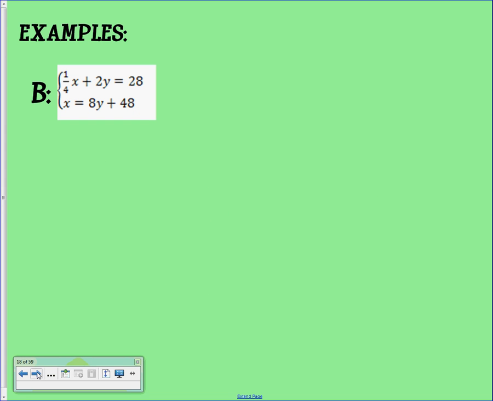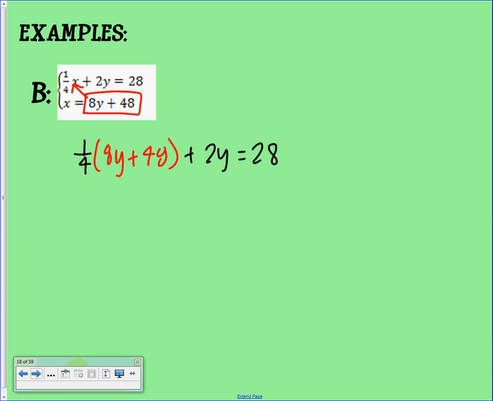Example B. This time, my first equation doesn't have an x equals or a y equals. That comes in my second equation, which is what x equals. Typically we've been dealing with a y equals, but it doesn't matter as long as it's equal to one variable. So again, I can box what x is equal to. And now this time I'm going to plug it into my first equation, and you're plugging it in for x because that's what my quantity equals. So when I rewrite that first equation, I've got 1/4 x, but instead of x, I've got the quantity 8y plus 48. And then I continue on with that first equation, plus 2y equals 28. So again, I have what x equals, I box it, and I plug it into where x is.